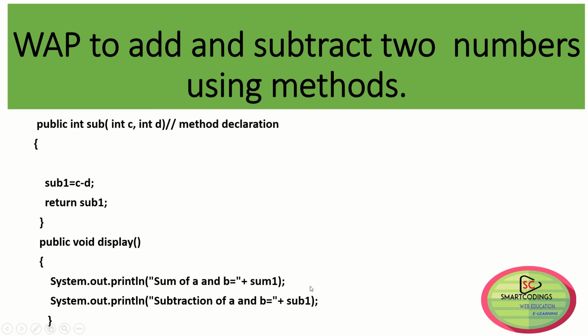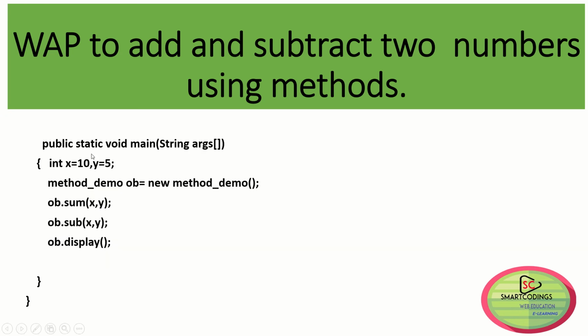Okay, now from the main method we will call each of the methods to get the actual output. Let's see. So from the main method we are creating two variables, which is called an instance variable, or sorry, it's called a local variable.